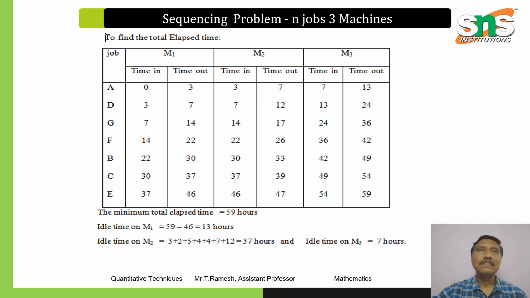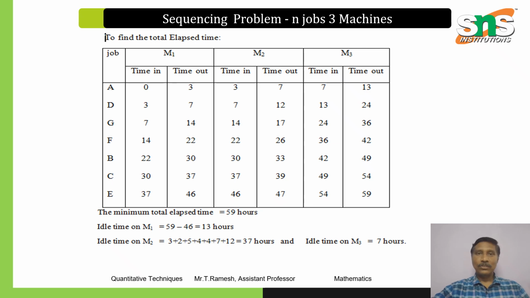Next, we take task G on machine 1. Machine 1 is free at 30 here. So 30 plus the task duration of 7 hours is 37. Next, we take this task on machine 2: 37 plus the time duration of 2 hours is 39. Then we take it to machine 3, but machine 3 is still running. After 49 hours, we'll start the work. So 49 plus the duration of 6 hours is 54.